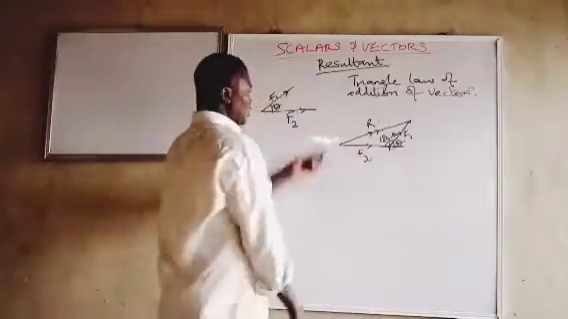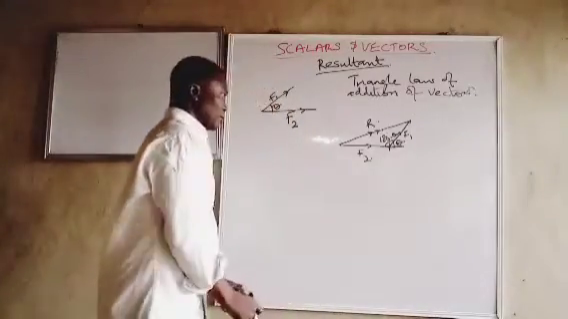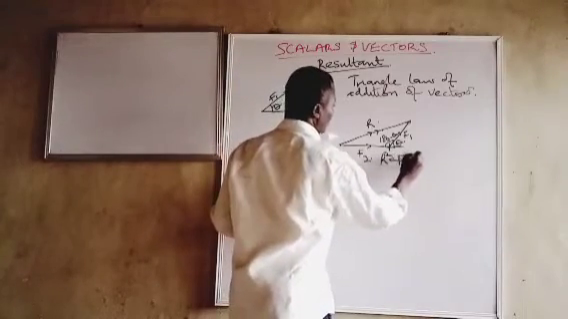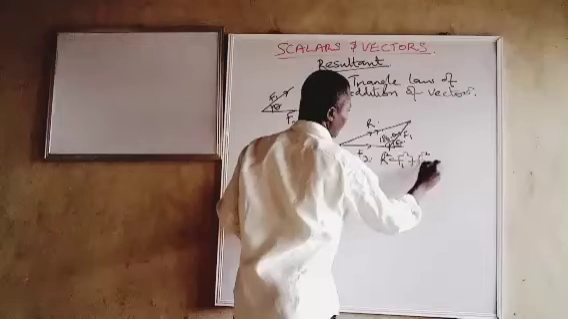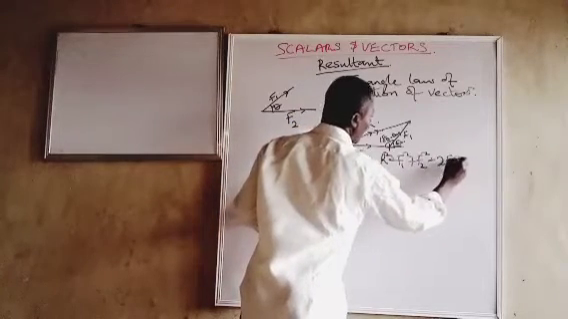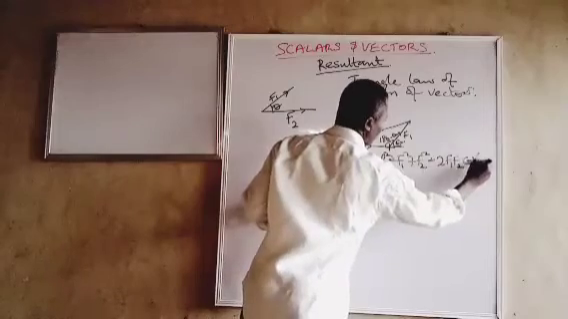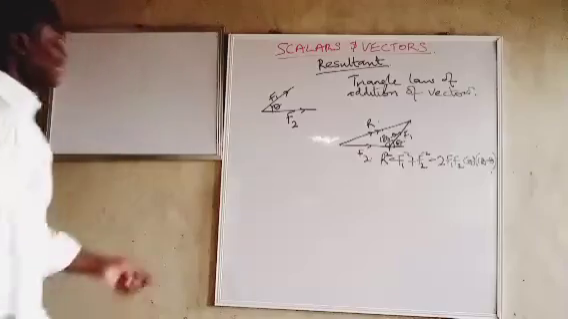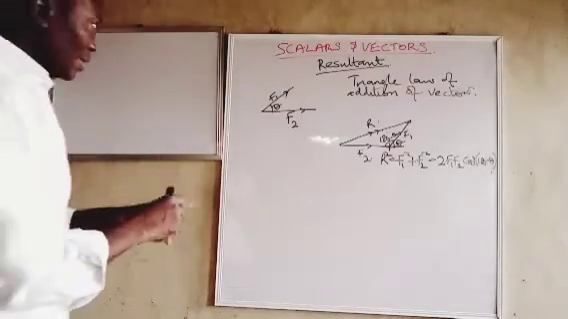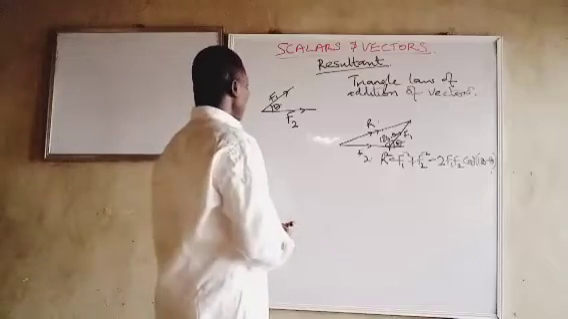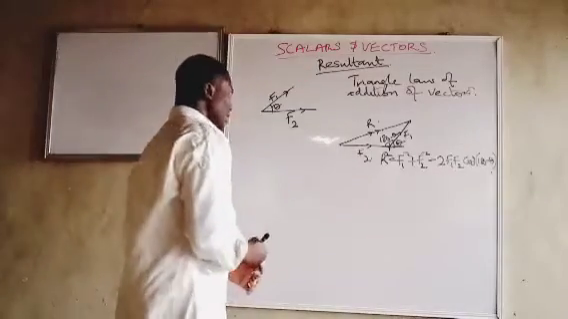And what do you do to find your R? Use your cosine rule. R squared is equal to F1 squared plus F2 squared minus 2 F1 F2 cos of 180 minus theta. So you can see how easy it is to get this. It depends on the angle. Depending on the angle, you will get your resultants.